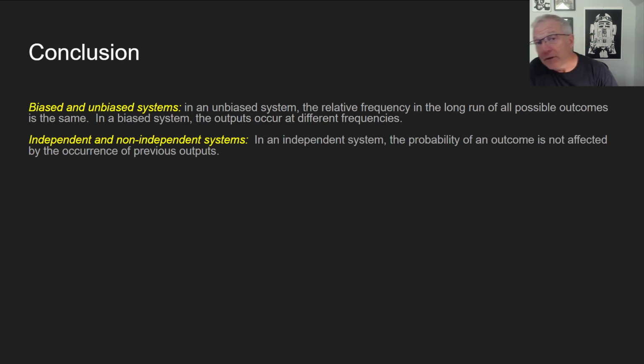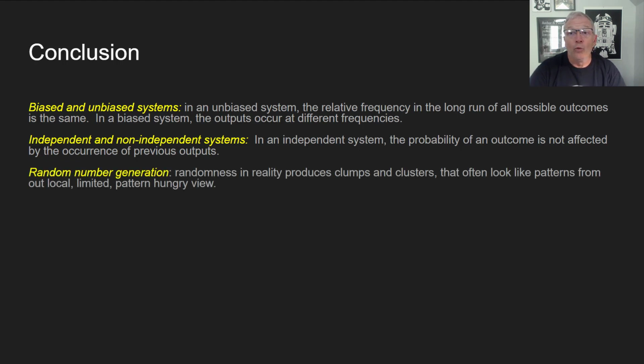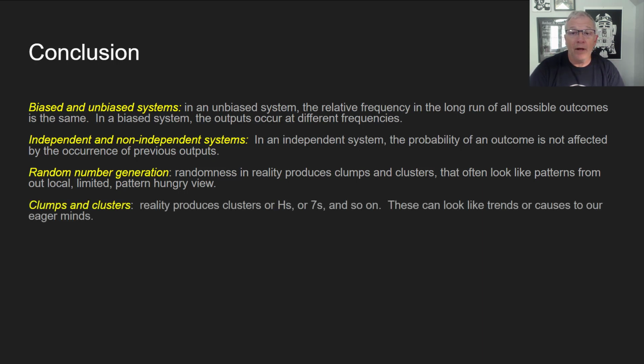Independent and dependent systems. In an independent system, the probability of an outcome is not affected by the occurrence of previous outputs, and we talked about that last time. Our example of a dependent system is like the earthquake example. An independent system is like the coin toss. Random number generation. Randomness in reality produces clumps and clusters that often look like patterns from our local, limited, pattern-hungry viewpoint. Clumps and clusters.